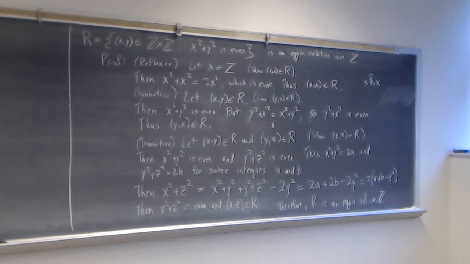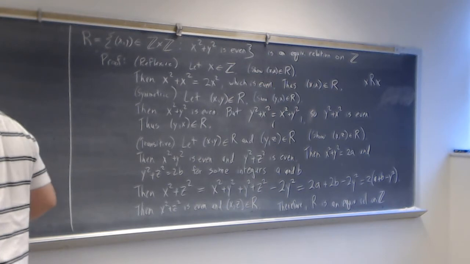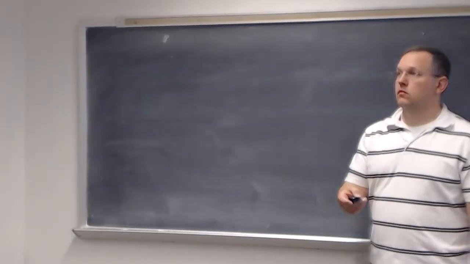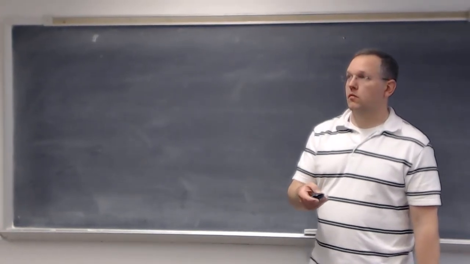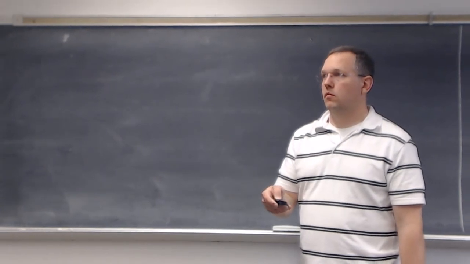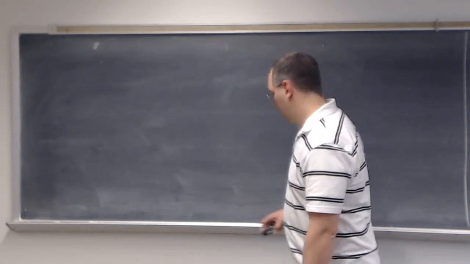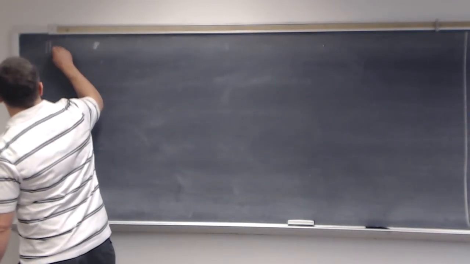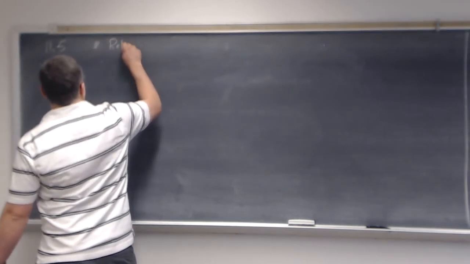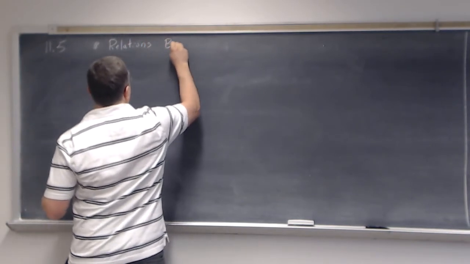So let's go on to 11.5 on relations between sets. So far we've only talked about relations on a set, so the first and second coordinates of every ordered pair are from the same set A. Okay? But before we can talk about functions in general, we need to first define a relation from one set to another set. So this is section 11.5, we're kind of skipping over four sections. Relations between sets.